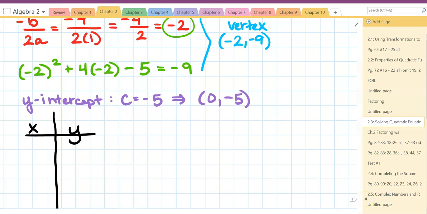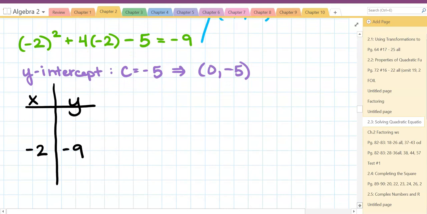So again, I put that negative 2, negative 9 in the middle. That's a good starting point. Then you want to pick some numbers above and below that. Closer to 0 would be negative 1 and 0, and less than negative 2 would be negative 3, negative 4. For negative 4, I'm getting negative 5. For negative 3, I get negative 8. Negative 1, I also get negative 8, and 0, I get negative 5. So I haven't found my zeros yet, because I don't see any zeros showing up in the y column.